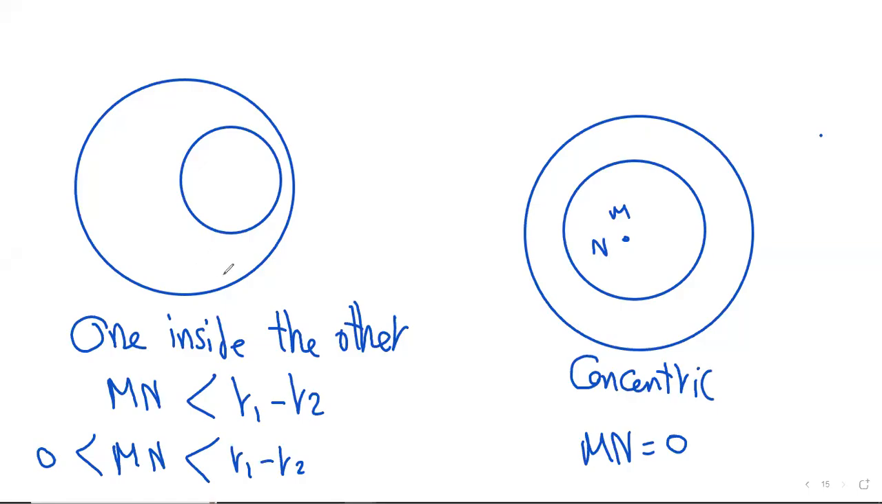If one circle is inside the other, MN is less than the difference between the two radii. MN here is less than R1 minus R2. So MN is greater than 0 and less than the difference. So MN belongs to the interval 0 open and R1 minus R2. And if the two circles are concentric circles, MN equals 0.